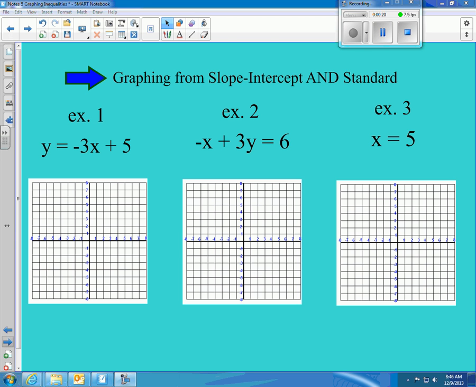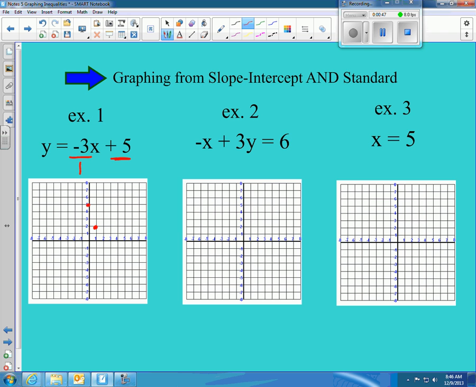So our first one we're looking at here is already in slope-intercept form, so that's great. We're going to start with our y-intercept, which remember is our b term. So we go up 5 and make that point. Now our slope says -3, but we want to be thinking about slope as a fraction. So -3 as a fraction is -3 over 1. We are going to go down 3, 1, 2, 3, and to the right 1.